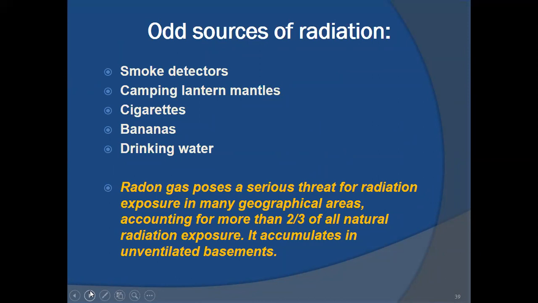Here's some sources of radiation you might not think about. Smoke detectors, the lantern mantles when you're camping, cigarettes, bananas, which have potassium-40, even your drinking water. But really the most serious or the greatest source of radiation is typically radon gas. And like I said, radon gas seeps up through the ground after radioactive decay occurs, and oftentimes is trapped in people's homes. And so that's where exposure occurs.